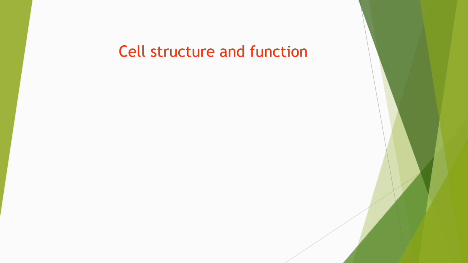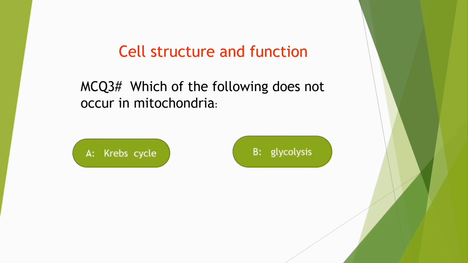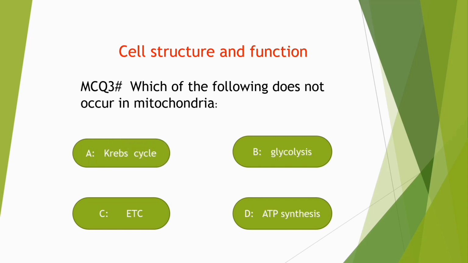Cell structure and function. MCQs 3. Which of the following doesn't occur in mitochondria? Option A, Krebs cycle; B, glycolysis; C, ETC; D, ATP synthesis.